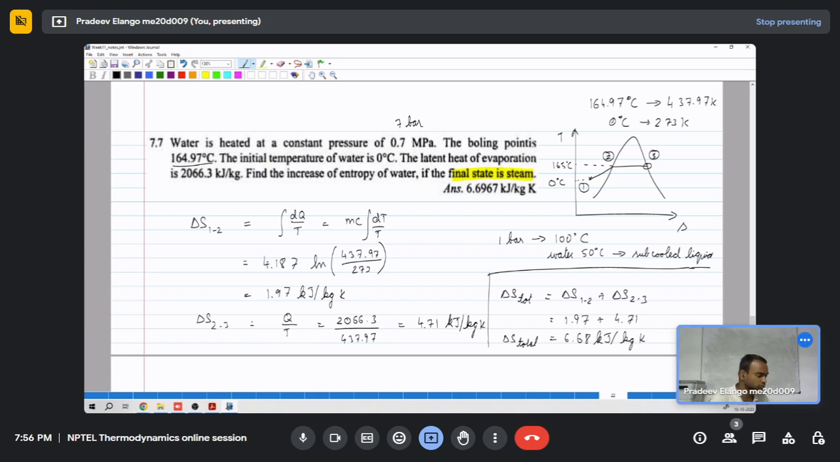Any questions? Sir, this Q, sir, 2066 from. Yeah, so it is given as the latent heat of evaporation is 2066.3 kilojoule per kilogram. So that will be from this part, from the point 2 to 3. Okay, sir.